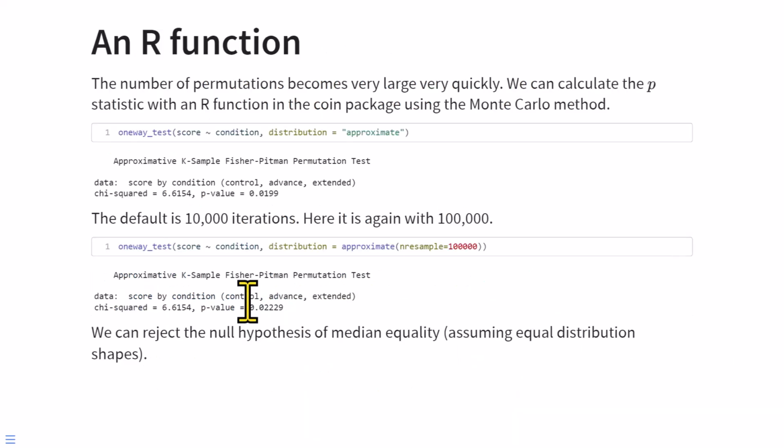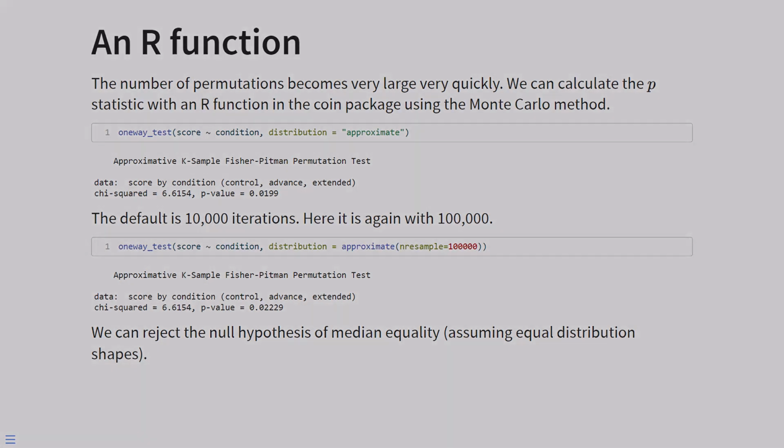So here I have a p-value of 0.022, very close as my approximation to the exact value for the Fisher-Pitman permutation test to what we get when we use an asymptotic approximation. We can therefore reject the null hypothesis of median equality because that p-statistic is small. And that assumes, of course, that we have equal distribution shapes. If we do not, we can still reject the null hypothesis, but now we're rejecting the null hypothesis that the probability of drawing higher scores is the same for all the distributions.